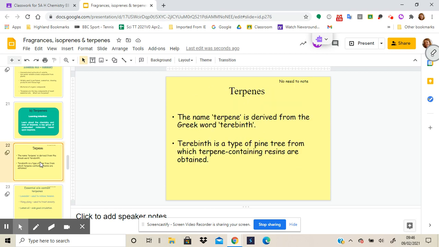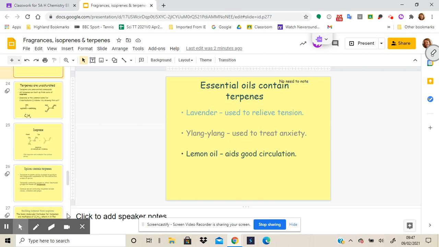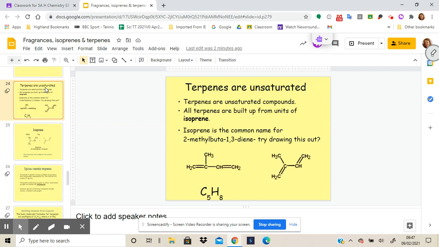Now, terpenes make up all your essential oils. So it's the structure that they make, that the essential oils are made from. So again, I've put no need, but it's quite nice to know the kind of terpenes that are present in these essential oils. Now, terpenes are made up of an isoprene unit.